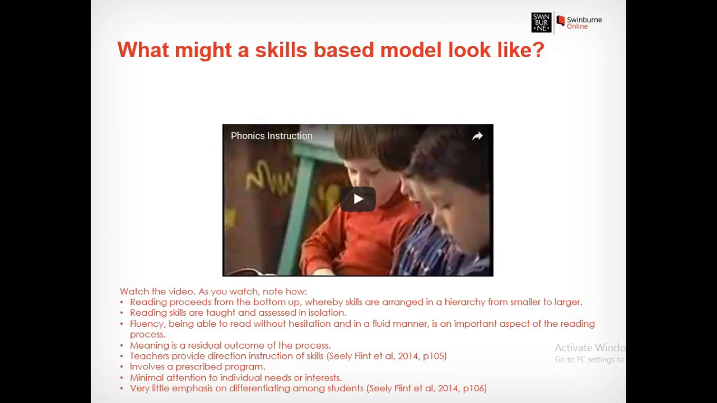On the previous slide, I mentioned a couple of commercial phonics programs. This video looks at another one, and the purpose is not to promote the phonics program, but give you a context to analyse a typical bottom-up theory classroom where a skills model such as a prescribed phonics program is being implemented. So have a look at the video and consider the video in relation to the dot points listed below.